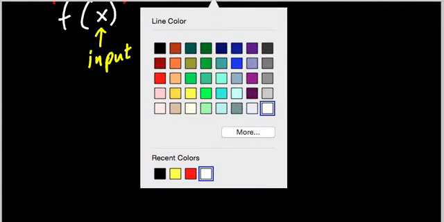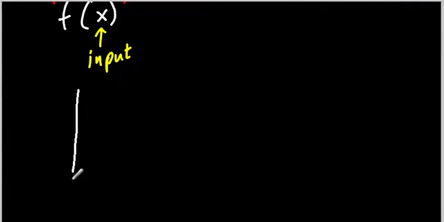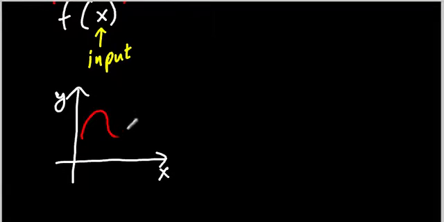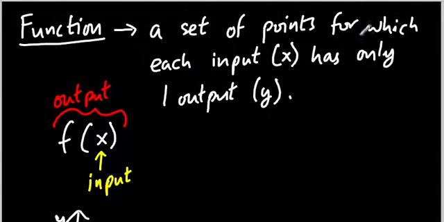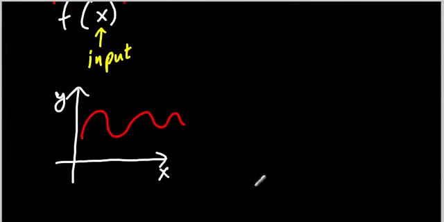Let's say I draw an xy plot. This is x and that's y, and let's say I draw a graph that looks like this. Let's say it's sort of a curvy function. How do we determine if this line is a function or not? If we go back to the definition, it says for each input, in other words, for each x, we only have one y. So let's take a look at this.